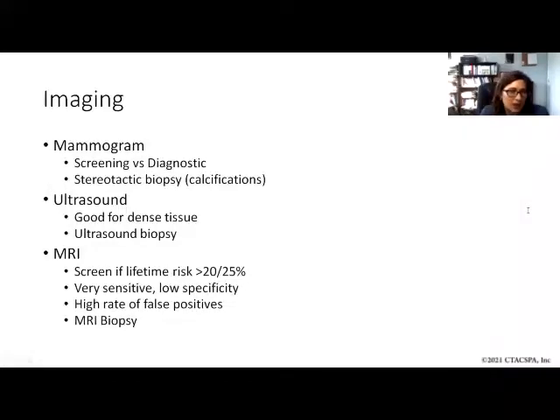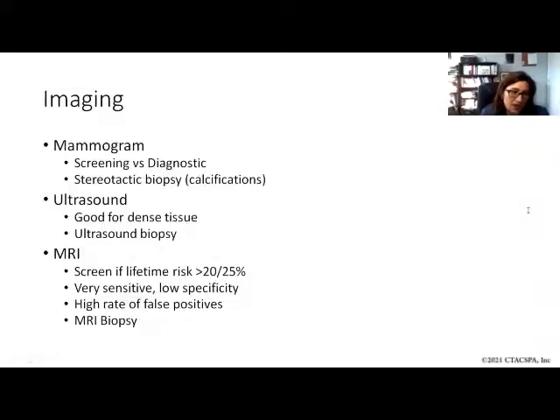Ultrasound has the usual observer-dependent issue. It's really good for dense breasts. Some states, including the state of Connecticut, have actual laws where patients with very dense breasts have to get a reflex ultrasound. Other states don't do that, but remember, if you see a patient who has a dense mammogram, which is basically a mammogram that looks really, really white, and you can't really see anything, it might be a good idea to send that patient for ultrasound screening as well. And then you can do an ultrasound-guided biopsy.